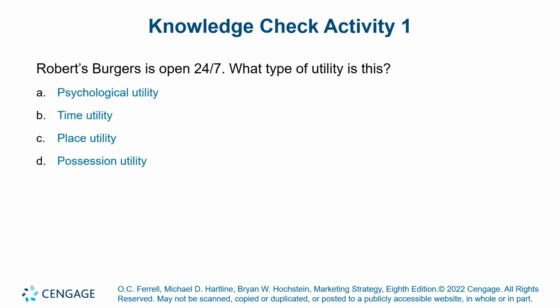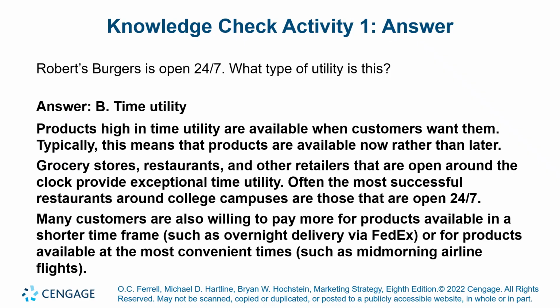So what type of utility is this, with Robert's Burgers open 24/7? It is time utility. Products high in time utility are available when customers want them. Typically, this means that products are available now rather than later. Grocery stores, restaurants, and other retailers that are open around the clock provide exceptional time utility.